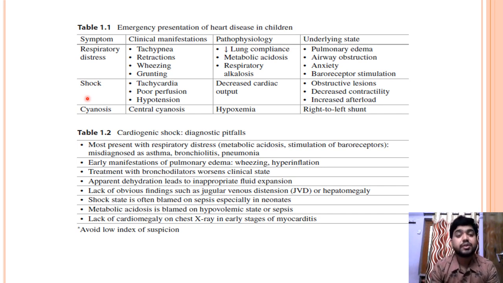Whereas cyanosis: when a child or a neonate or a newborn presents with cyanosis, especially central cyanosis, suspect cardiac origin.